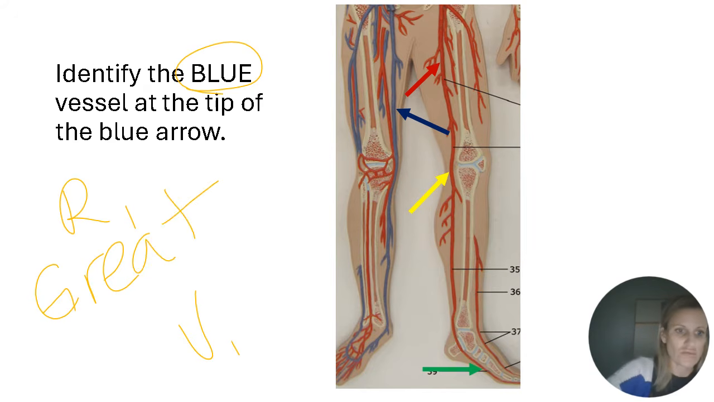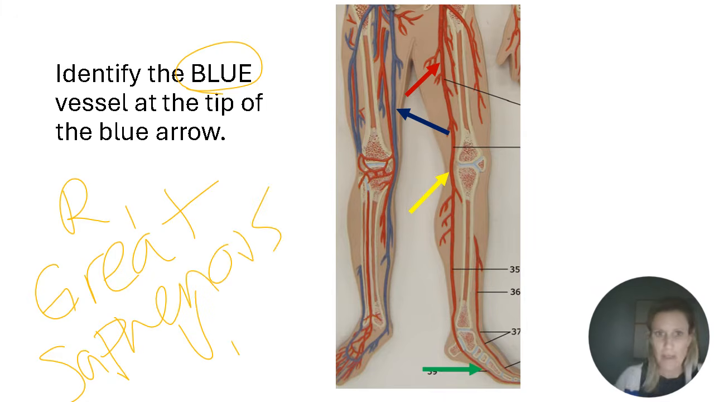So the answer is right great saphenous vein. Remember, the great saphenous vein goes all the way down the leg. It starts up here in the groin and comes down the medial aspect, the inside of the leg, all the way down to the foot. I could point to it where I'm pointing in this picture, or I could point down here, and the answer would still be the right great saphenous vein.